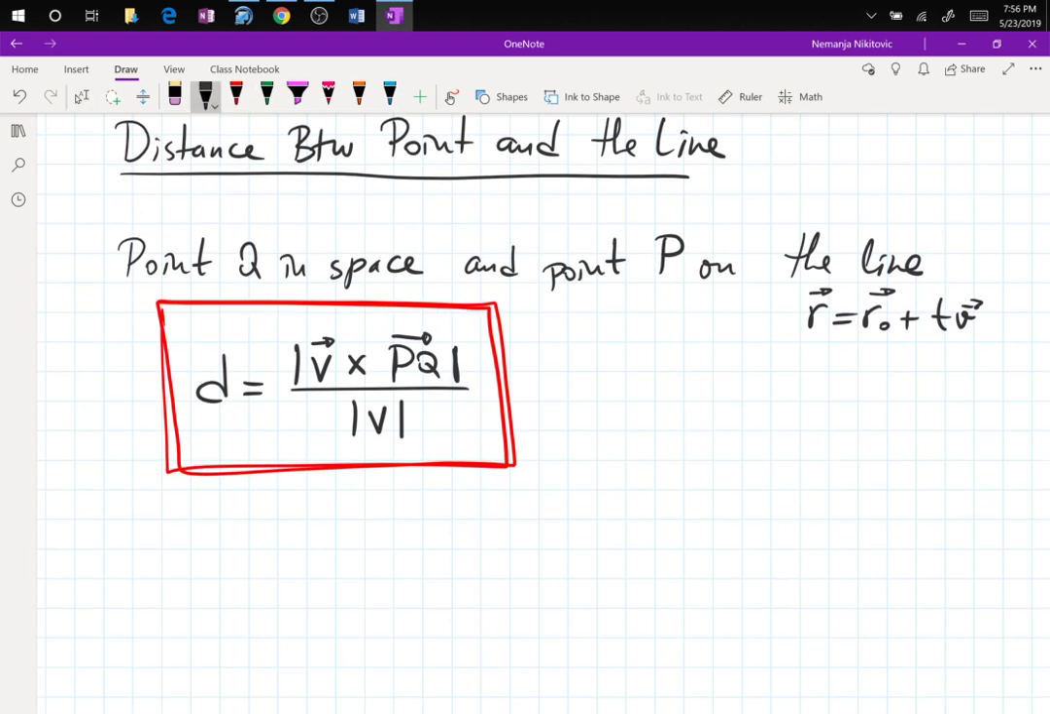V is still a vector. Yes, V is the vector that describes the line. So you have your line L, and you have a point Q somewhere in space. Now, the closest distance on the flat surface is the straight line. And that straight line has to be perpendicular to the line L. If you have anything else that is not perpendicular, you see it's longer, right? Now, that only works on flat space. It doesn't work on a curved space.